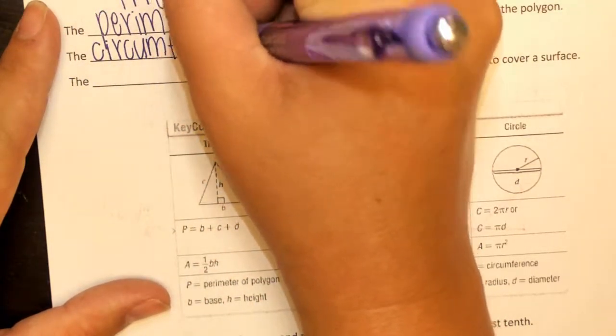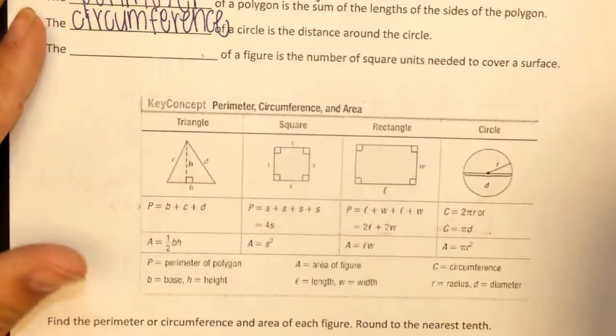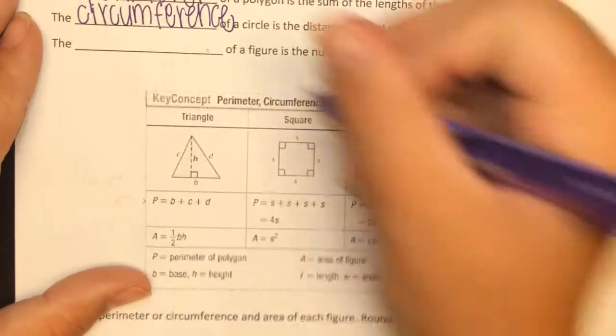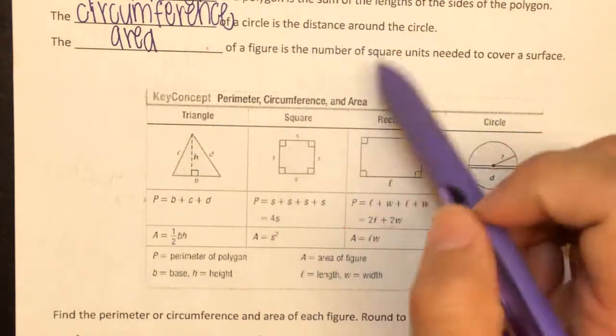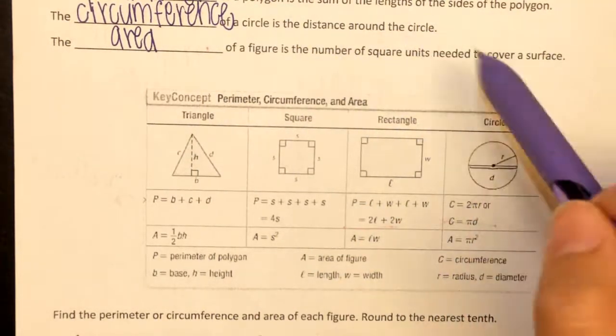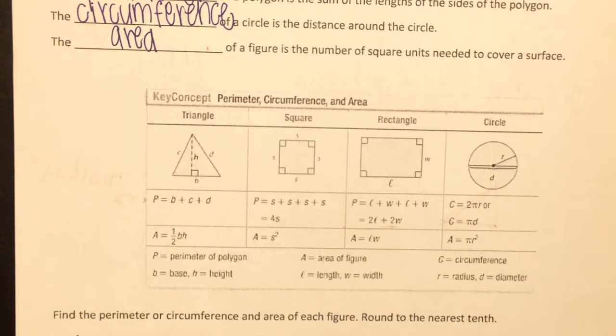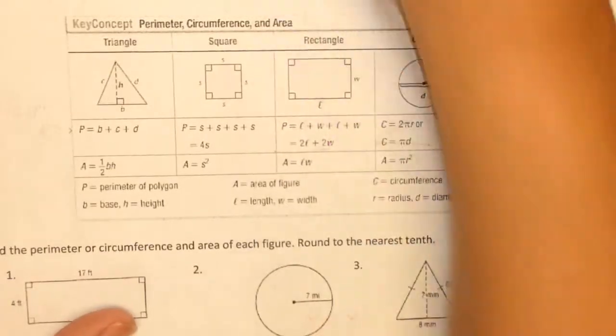And then when we're finding the area, oh, I just said it. I'm so bad at that. Third one's area. When you're finding out how much flooring you need for the floor, or how much paint you need for a wall, we're finding the area.